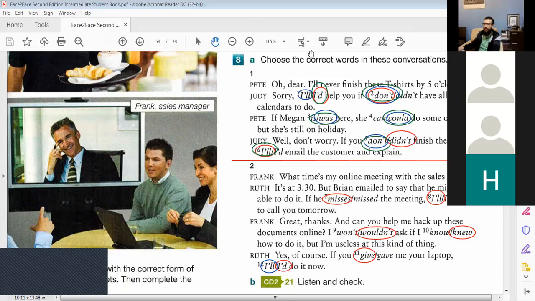So, what did she say? I'd help you. Yes, I'd. But why did she say that? I'd help you if I didn't have all these. No, she said don't. Let's listen. I hear it, don't. This is Track 21. Oh dear, I'll never finish these t-shirts by 5 o'clock. Sorry, I'd help you if I didn't have all these calendars to do.